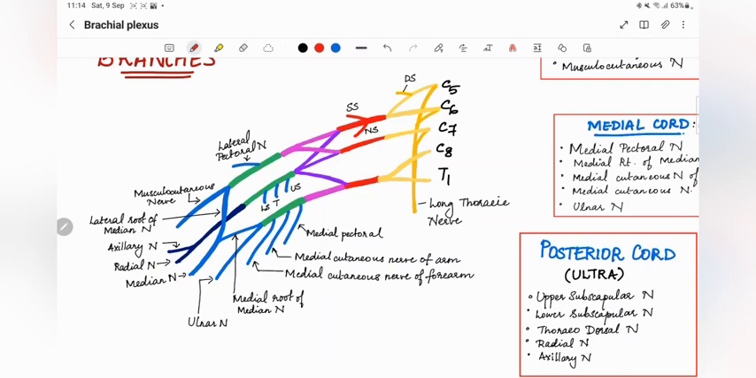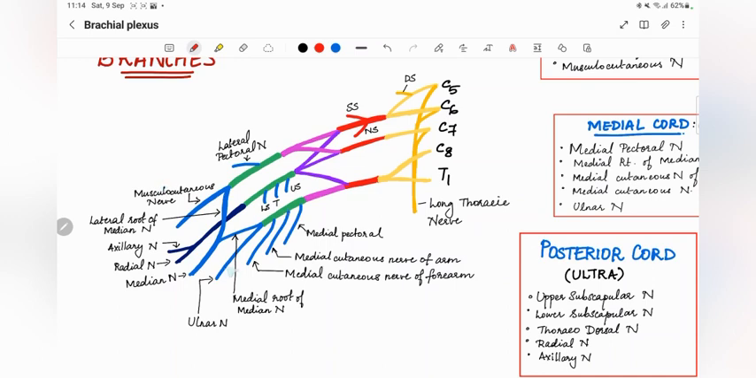We have 3 nerves, LLM, that is the lateral pectoral nerve, the lateral root of the median nerve, and the musculocutaneous nerve. The lateral pectoral nerve supplies the pectoralis major muscle, and the lateral root of the median nerve joins the medial root of the median nerve and forms the median nerve. Then the musculocutaneous nerve supplies all the muscles in the anterior compartment of the arm.